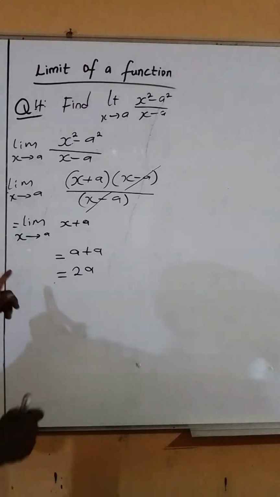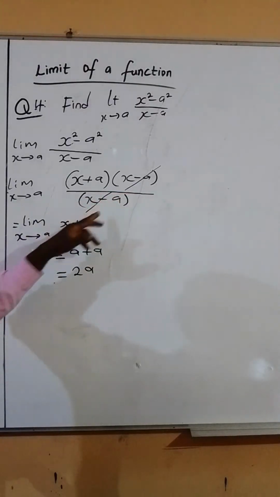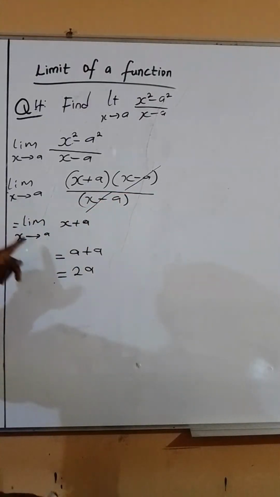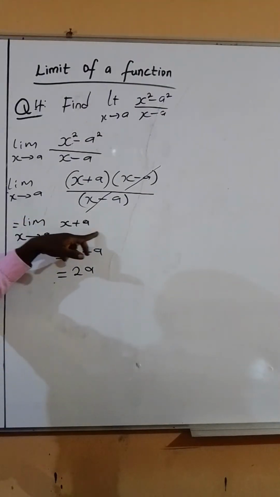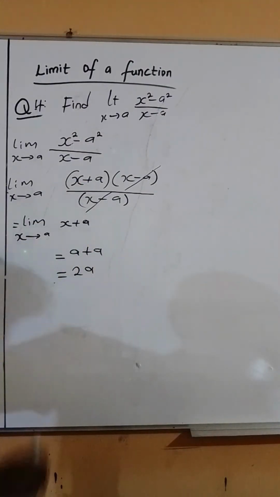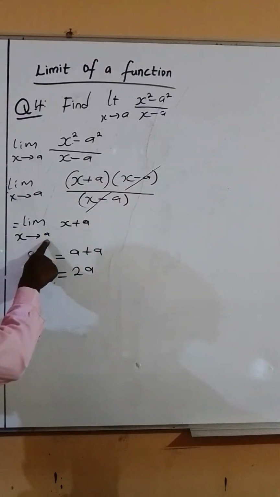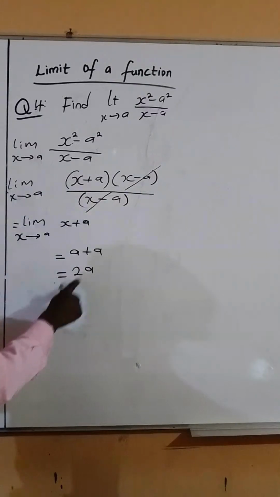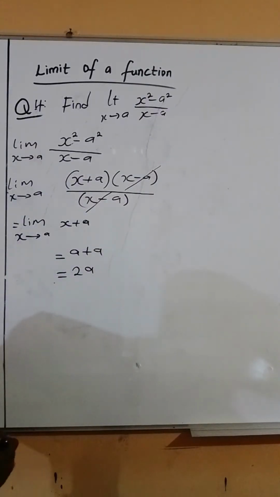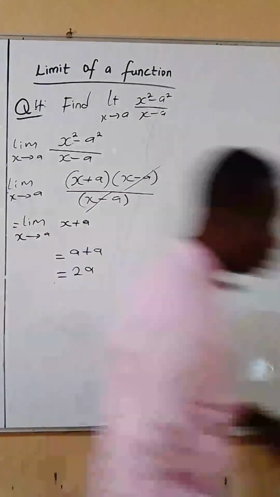The light went off, okay? We have x plus a. Let's just finish this. Then x plus a, and we can substitute here. If we substitute, we are going to have a plus a here, which is now 2a. All right, so that's exactly what we have.